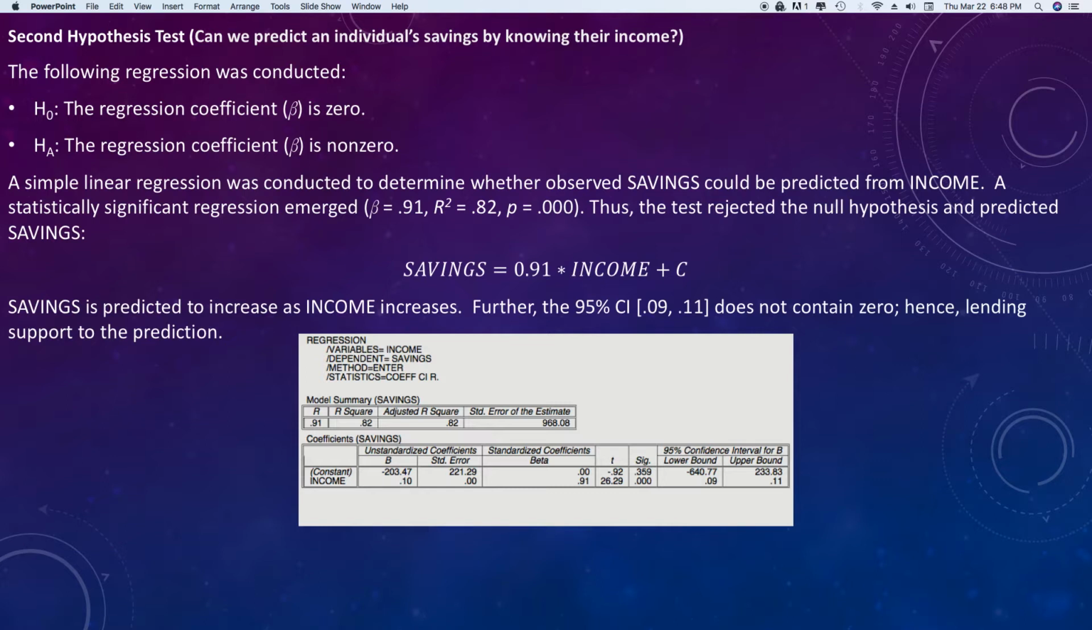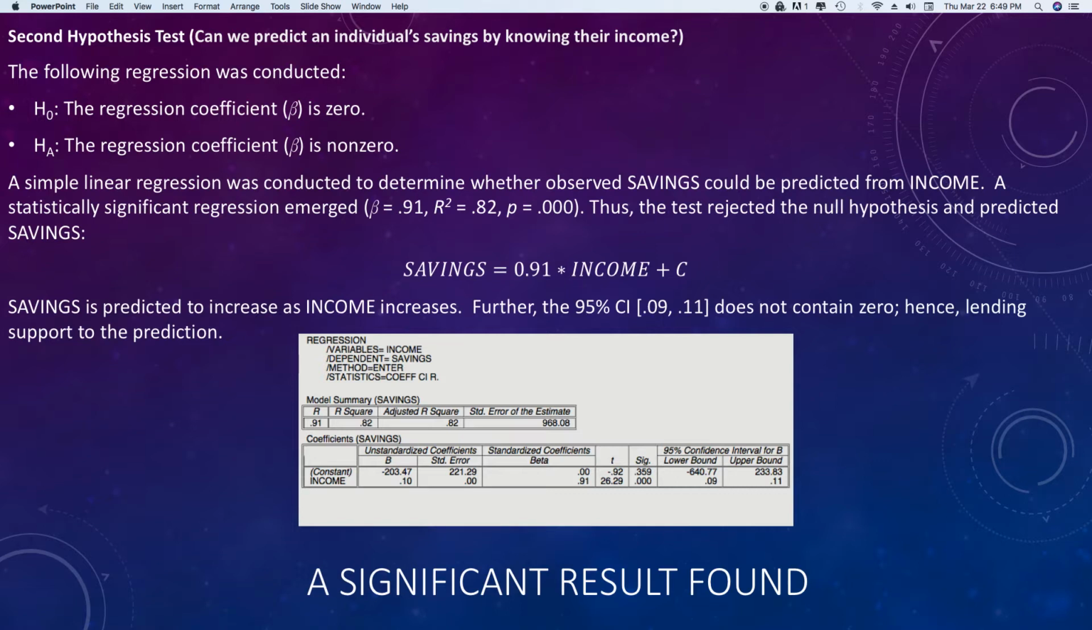And here's a breakdown of the formula that we saw earlier. So savings, the dependent variable, equals the beta, which is 0.91, times income plus a constant. So savings is predicted to increase as income increases, which makes sense. And further, the 95% confidence interval of 0.09 to 0.11 does not contain 0, hence it lends support to the prediction, and we found a significant result.